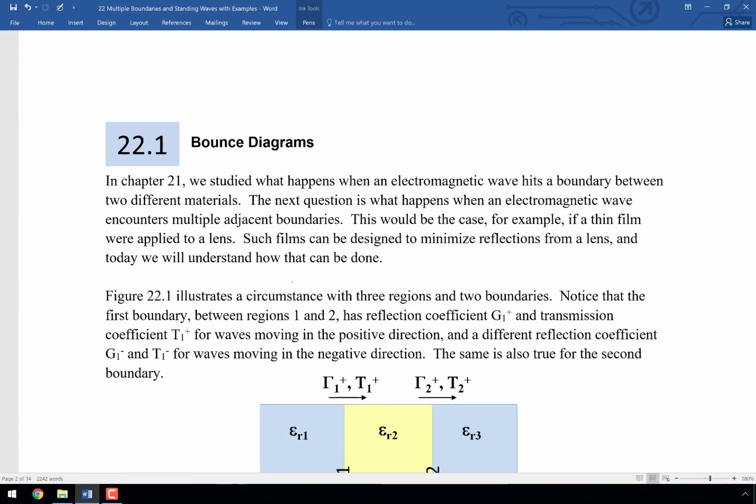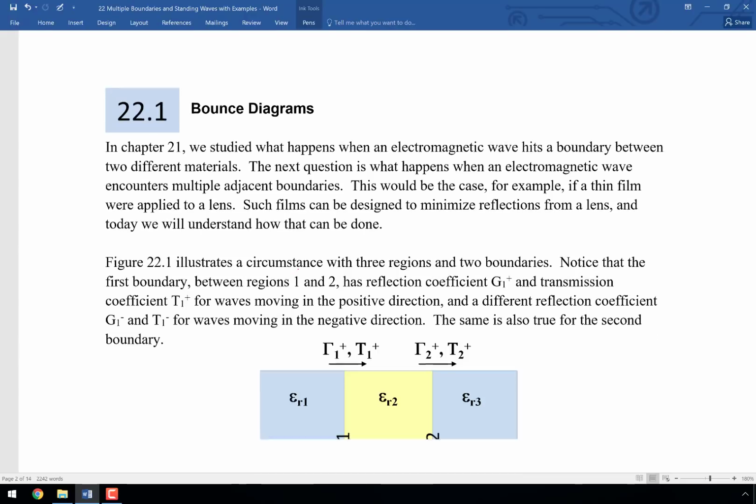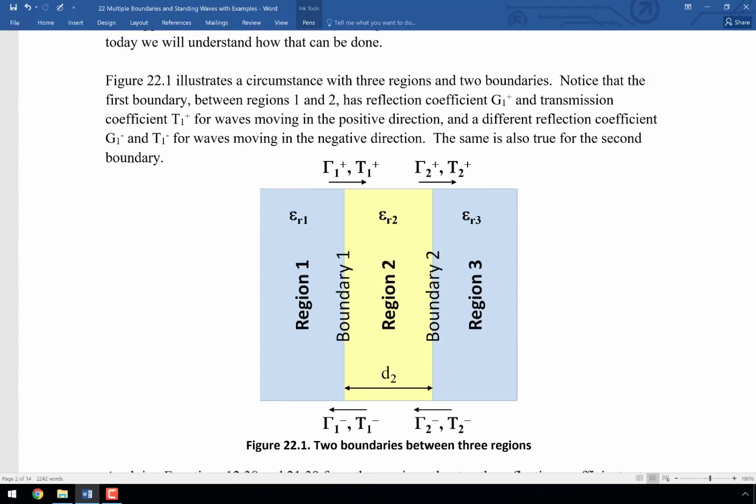So let's talk a little bit about these bounce diagrams. What happens when an electromagnetic wave hits a boundary between two different materials and then a second boundary between two different materials? Let's look at this picture right here. I've got two boundaries between three regions: region 1, region 2, and region 3. And I've drawn region 1 and region 3 with the same colors here for a reason. Ultimately, we'll probably think of this as a sandwich where epsilon r1 is equal to epsilon r3. But for right now, we're going to leave it as general as we can.